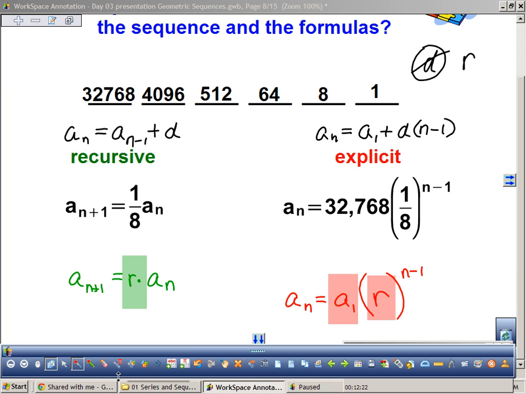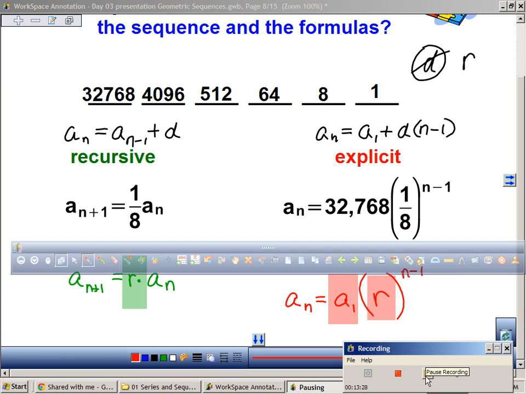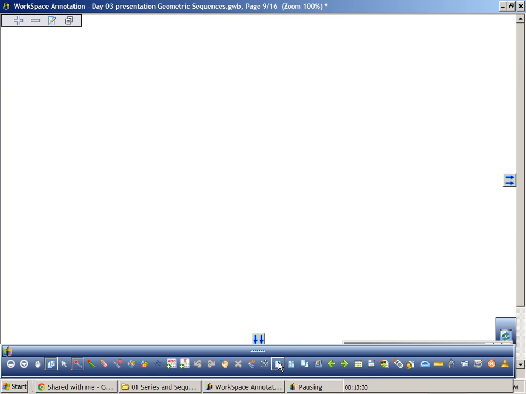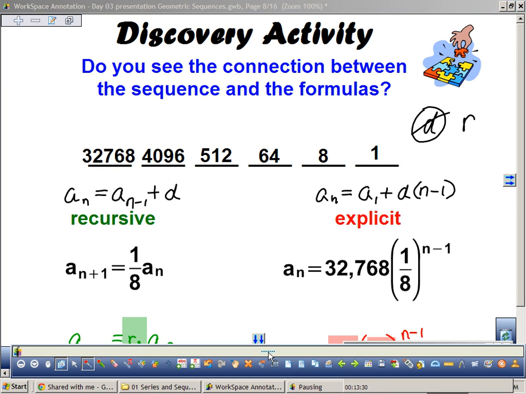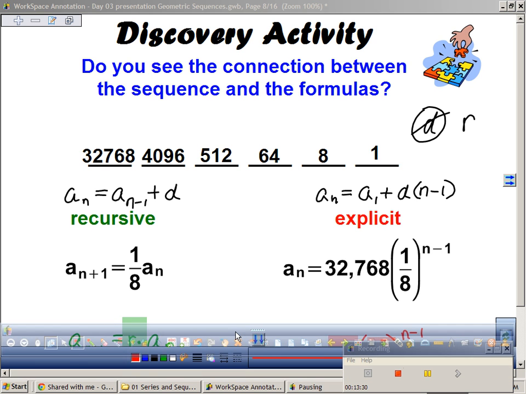So the next thing I'd like to do with you guys is show you, because I don't know whether you wondered or not, why is it n minus 1 as an exponent? Does anybody think they know? Okay, let's see if we can clear it up.